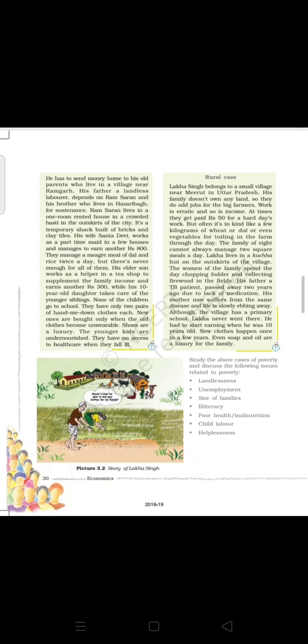Lakha lives in a kutcha hut on the outskirts of the village. The women of the family spend the day chopping fodder and collecting firewood in the fields. His father, a TB patient, passed away 2 years ago due to lack of medicines. His mother now suffers from the same disease and life is slowly ebbing away. Although the village has a primary school, Lakha never went there. He had to start earning when he was 10 years old. New clothes happen once in a few years. Even soap and oil are a luxury for the family.